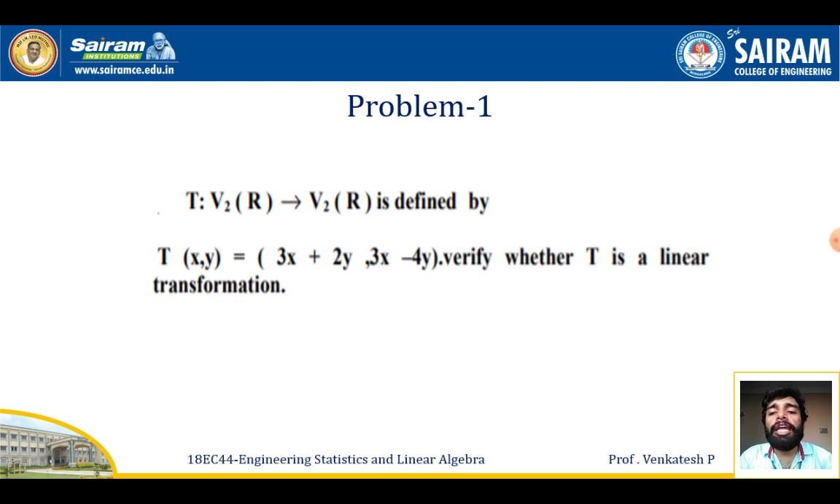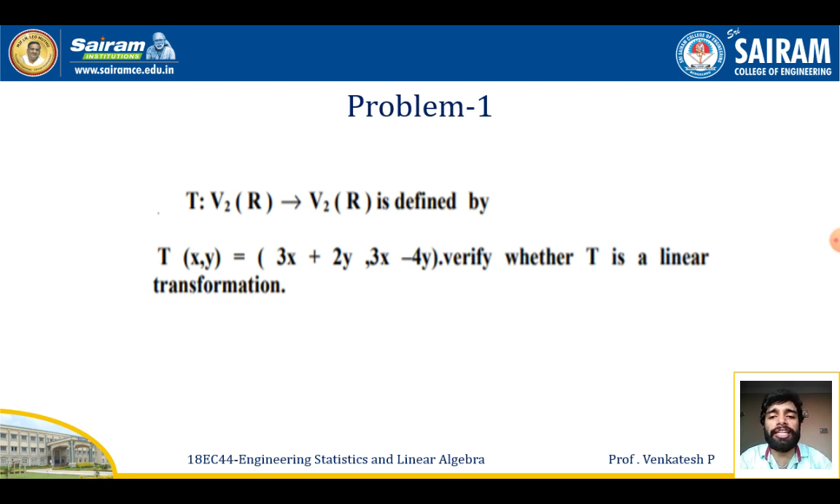Example: T from V2 of R to V2 of R is defined by T of x comma y equal to 3x plus 2y comma 3x minus 4y. So here the transformation is happening from V2 space to V2 space, from the same space to the same space. Here we have to take only two variables, and we have to verify that T is a linear transformation from the given conditions.